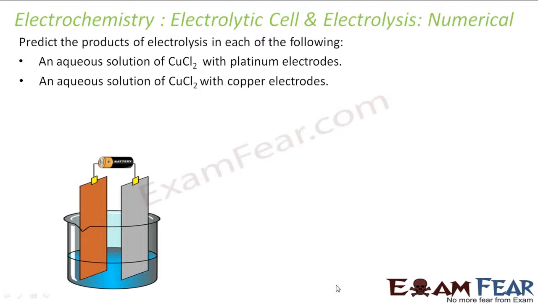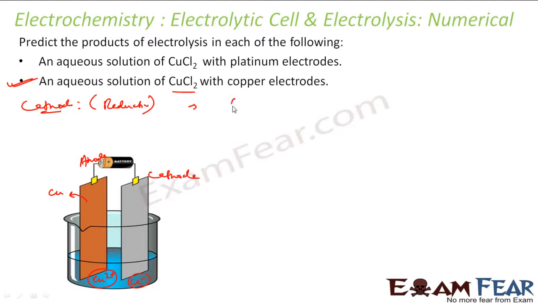Let's take the second scenario where we have copper with copper electrode. This is my copper. Again we have CuCl2, so we have Cu2+ ions, and we have Cl minus ions. Again here is my anode, this is my cathode. Right, first I'll write for cathode by convention. So cathode will have reduction. So what all possibilities do you have for reduction? Cu2+ ions and water.